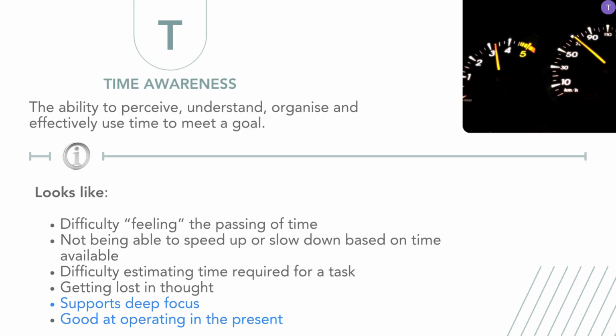So, like I said, it's defined as the ability to perceive, understand, organize, and effectively use time to meet a goal. Now, it's normally just the last part that we think of when we think about time awareness or time management, but really it's about that perceiving, understanding, and organizing as well. So this can look like a difficulty with feeling the passing of time.